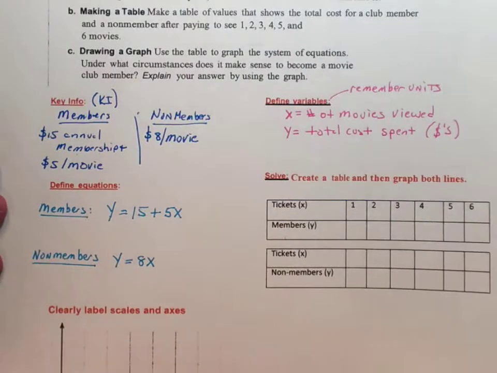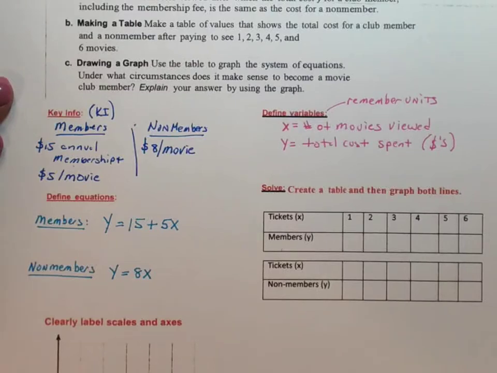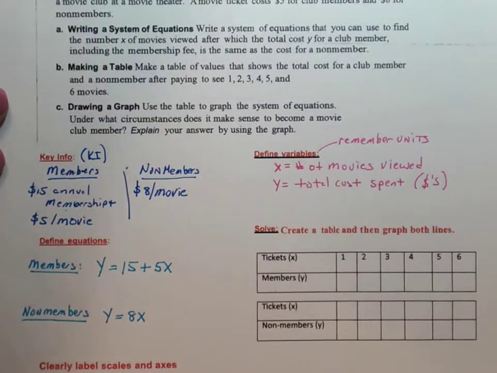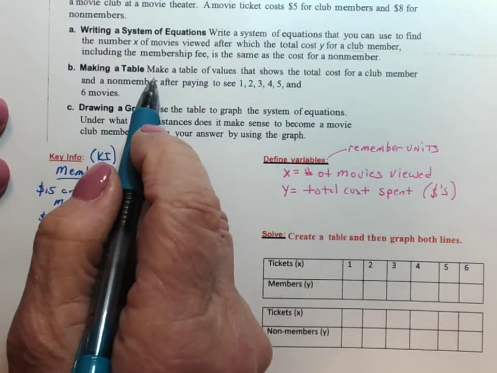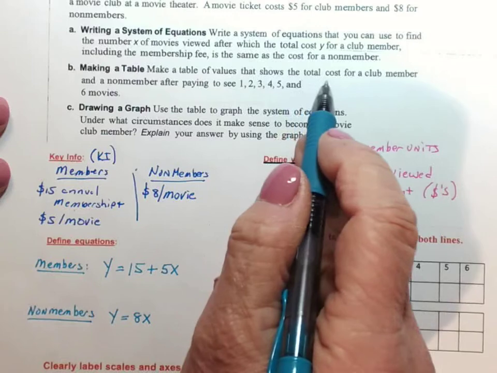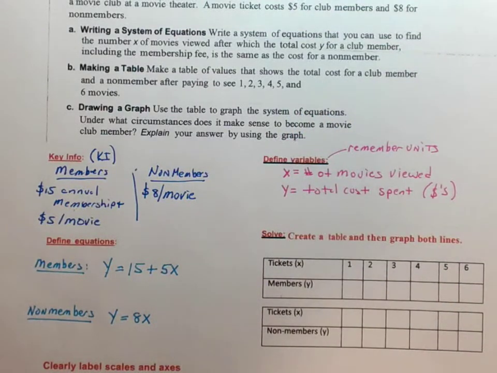So now we're going to be graphing this system. So the second part of the question is make a table. Make a table of values that shows the total cost for a club member and a non-member after paying to see 1, 2, 3, 4, 5, or 6 movies.